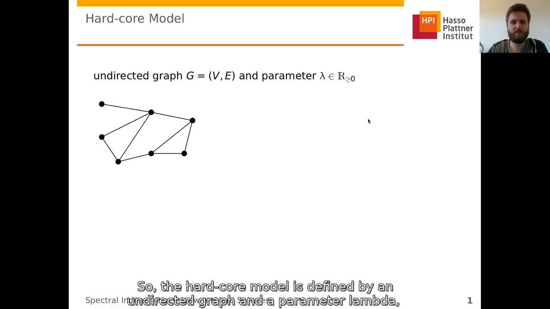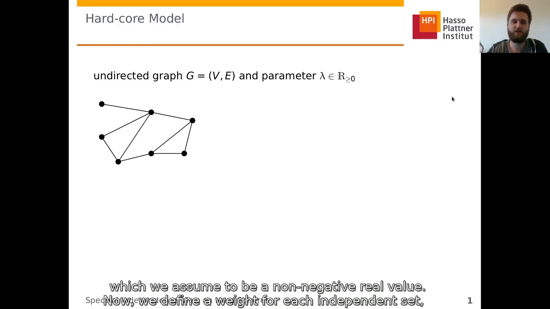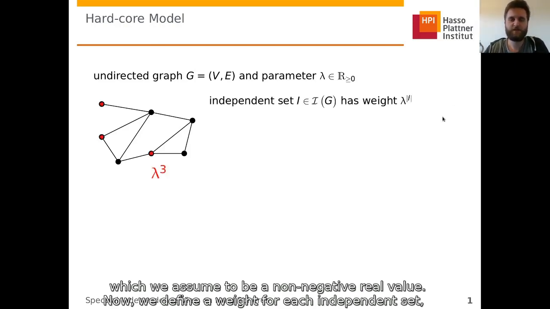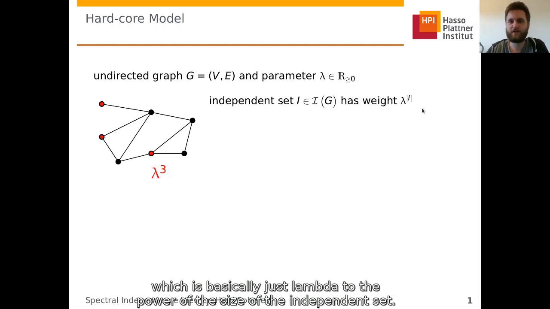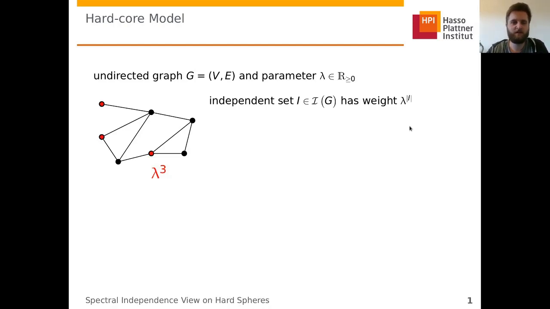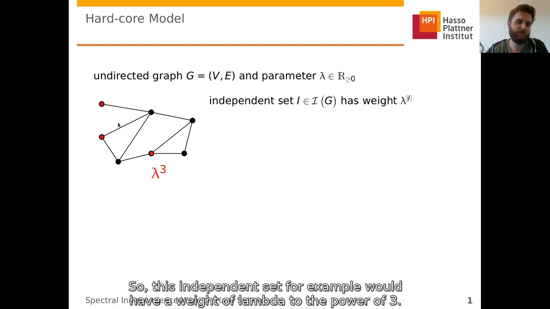So the hard core model is defined by an undirected graph and a parameter lambda, which we assume to be a non-negative real value. Now we define a weight for each independent set, which is basically just lambda to the power of the size of the independent set. So this independent set, for example, would have a weight of lambda to the power of 3.